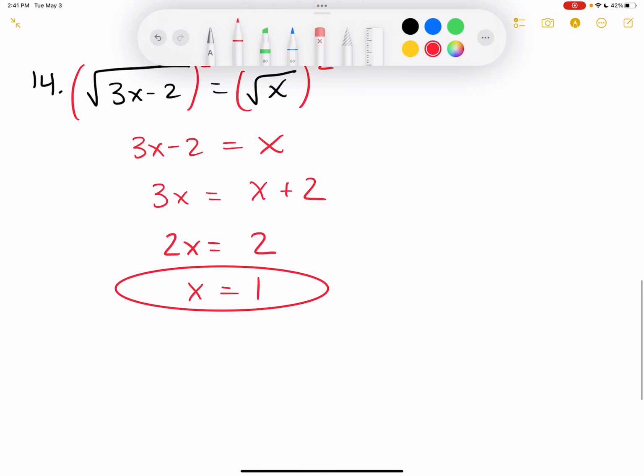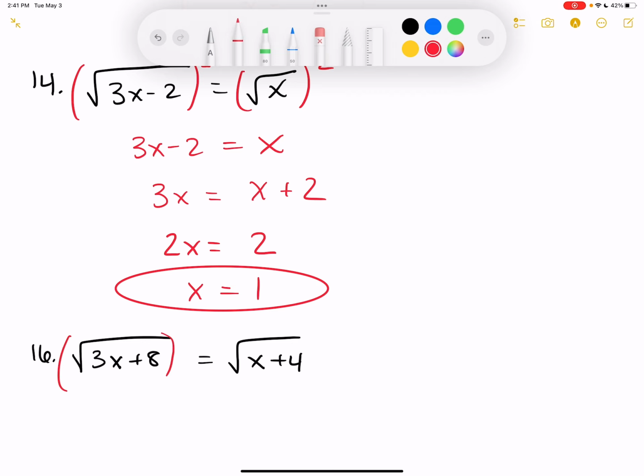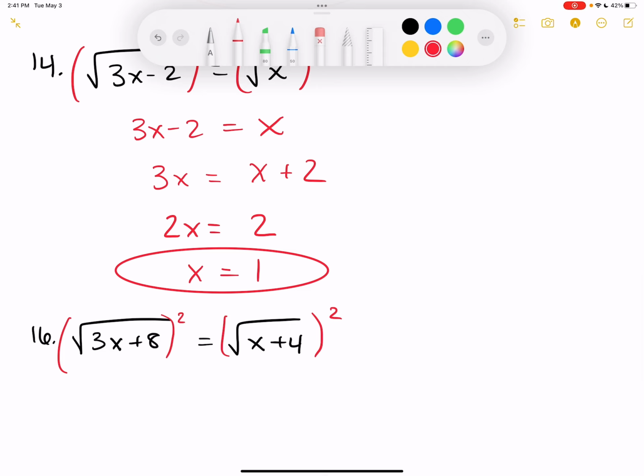All right. Get a little crazier. 16. Square root of 3x plus 8 equals the square root of x plus 4. Square both sides. What does that leave me with? It leaves me without the square root things. Okay, so 3x plus 8 equals x plus 4.